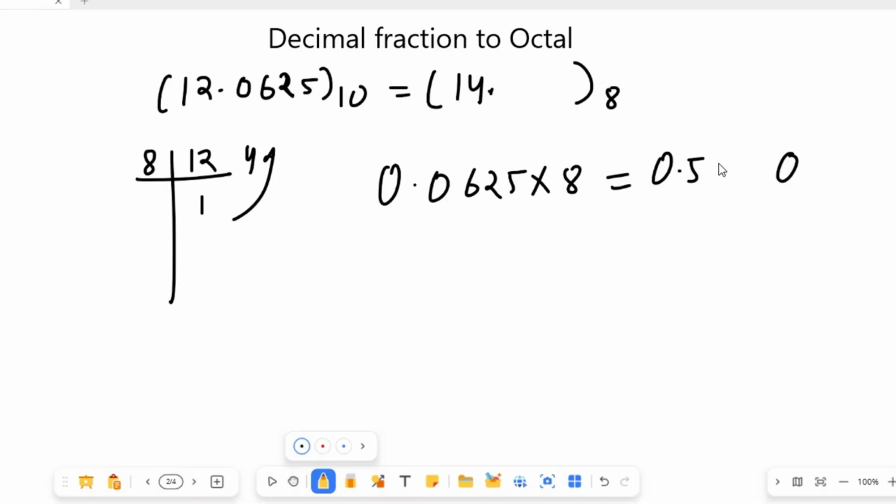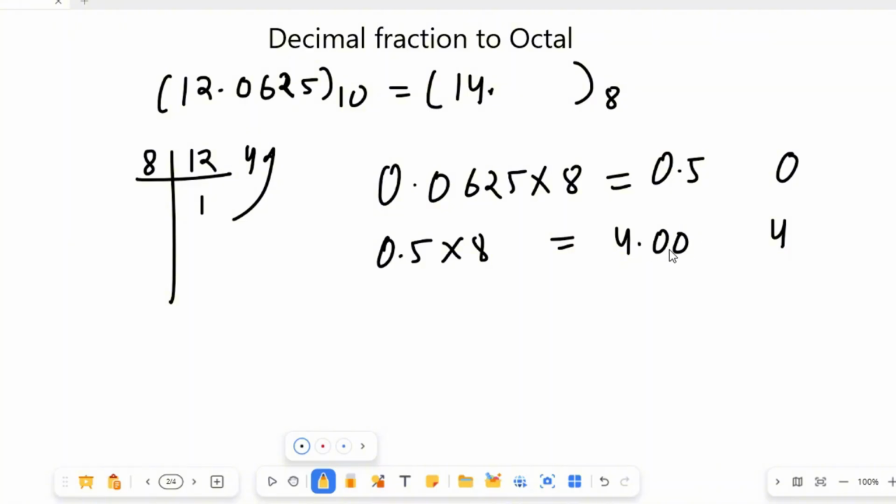Okay, next, again when we multiply 0.5 into 8, then what do we get? 4. So 4.00 actually. And you know that before the point, whatever you have will be written here, and after the point if you get 0, then we have to stop. Okay, now remember there are two places where we will stop this decimal fraction.